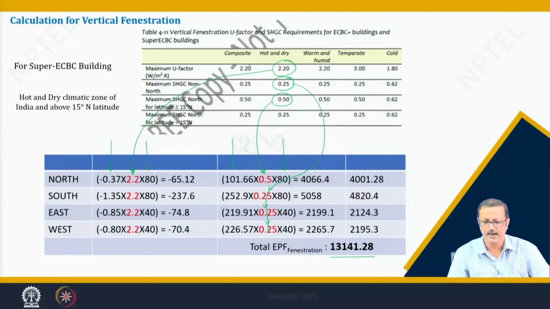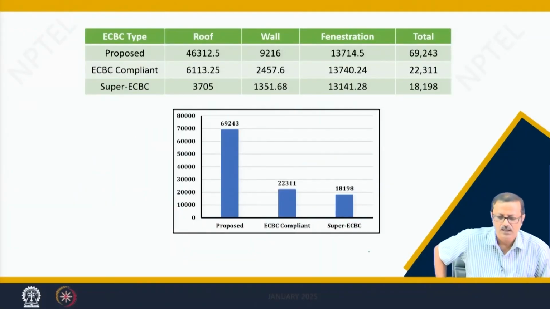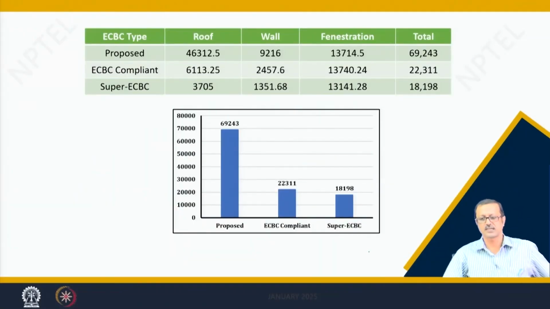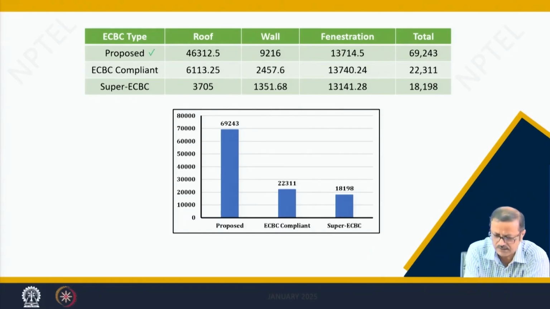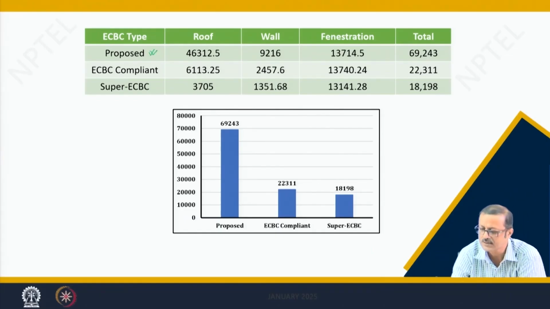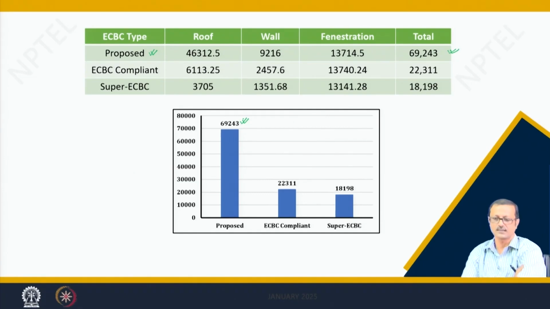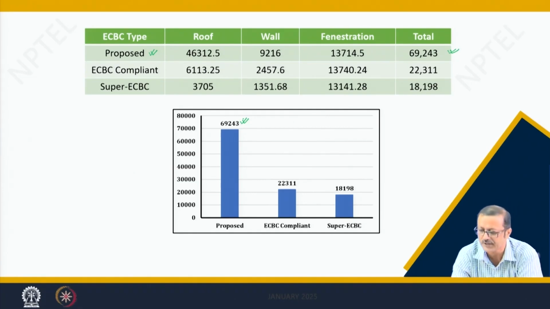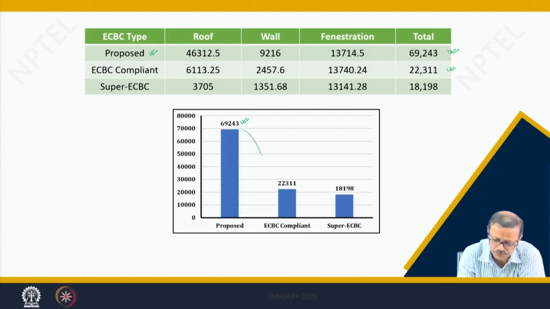Now, I will add those values, and you see my proposed one, which we discussed in the last class, was 69,000, which is this proposed. If I want to achieve the ECBC compliant building, then it should have been 22,000 only. We have to put it down.